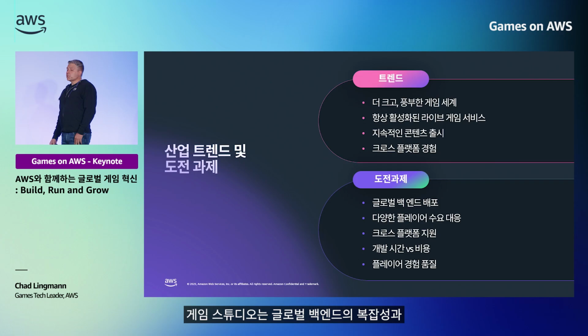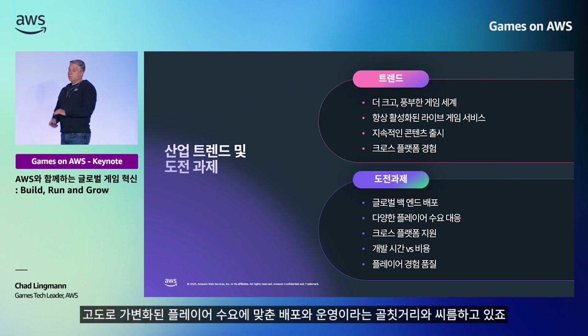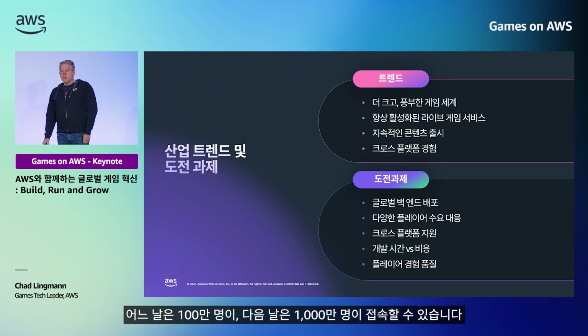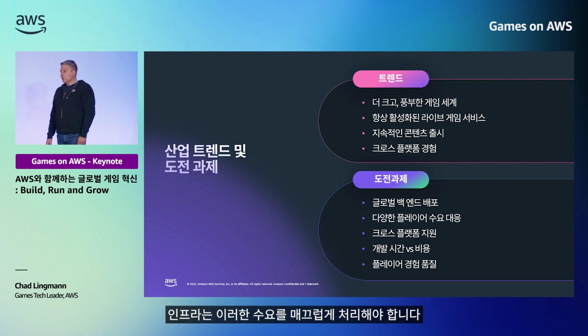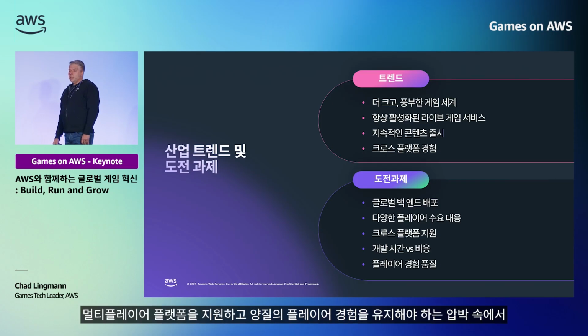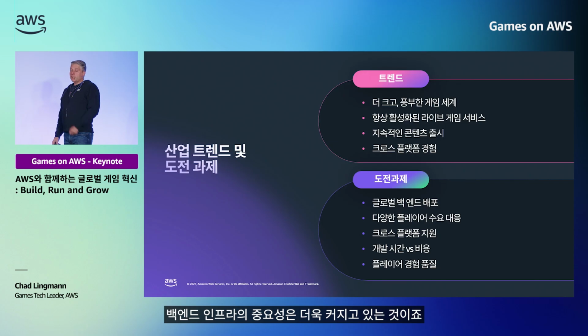Game studios are wrestling with the complexity of the global backend, the deployment, and the headache of managing a highly variable player demand. One day you might have 1 million players, and the next day you might have 10 million players. So your infrastructure needs to handle that seamlessly. And with the pressure to support multiplayer platforms and maintain quality player experiences, you can see why the back-end infrastructure has become so critical.